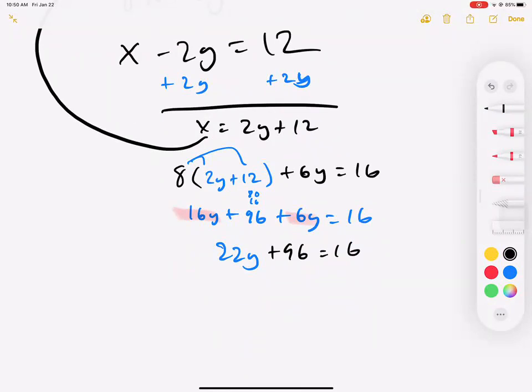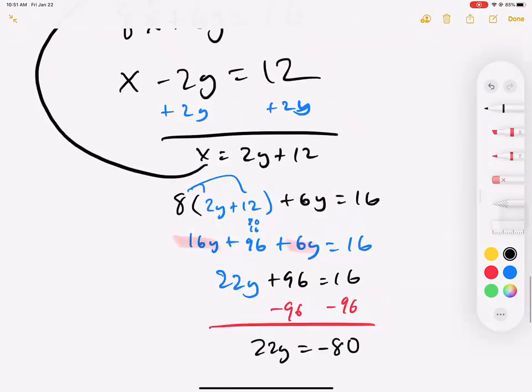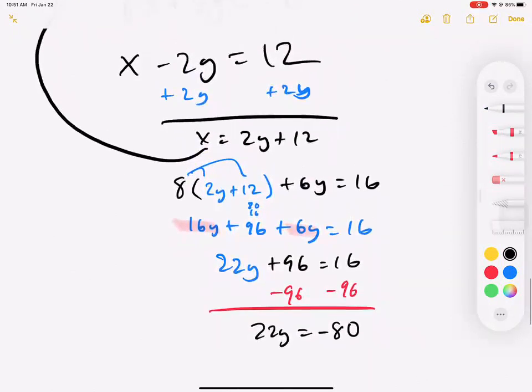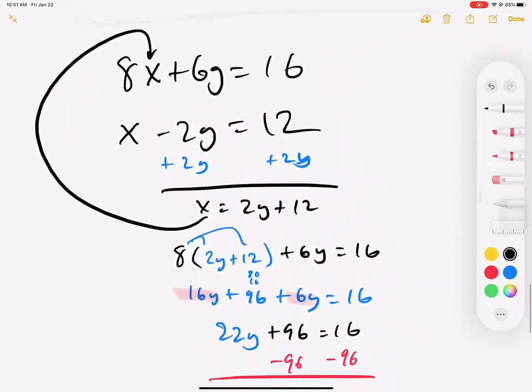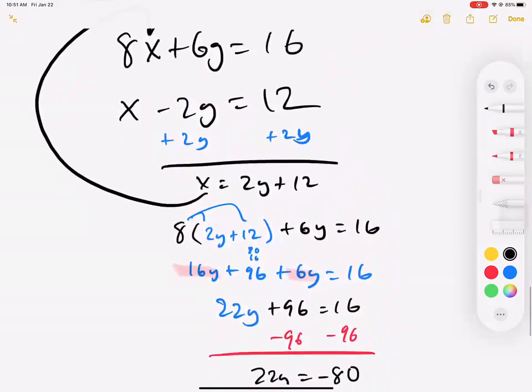Okay, let's go ahead and subtract some values here. I'm going to get rid of the 96. We have 22y is equal to, if I subtract that, it's going to be negative 80. Uh-oh. Oh my gosh, I miscopied the problem. Oh my goodness, I miscopied the problem. Oh my goodness, folks.